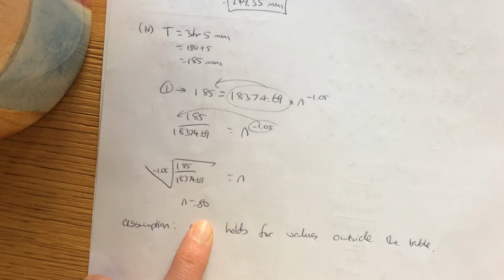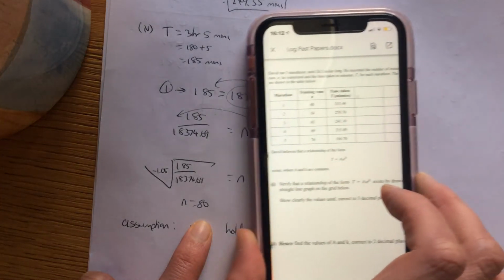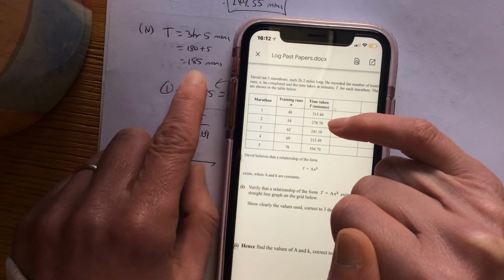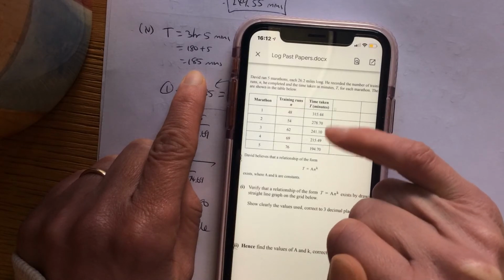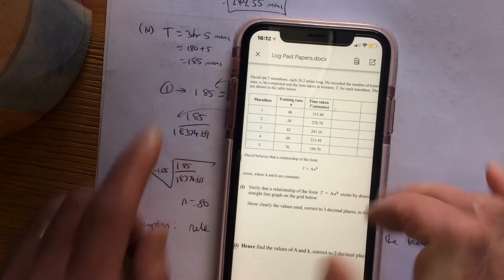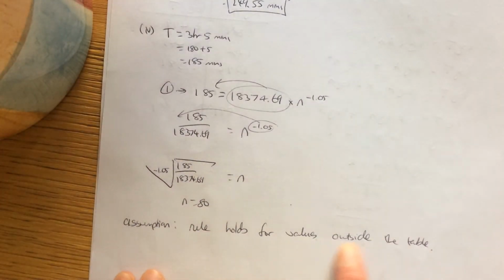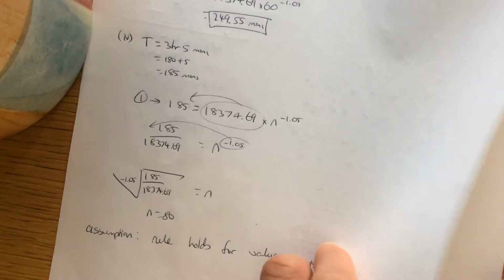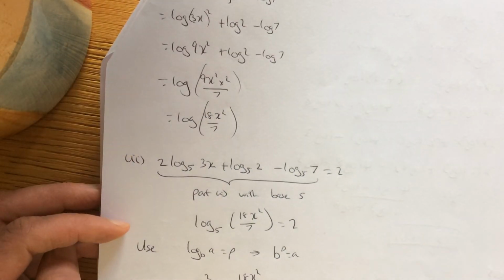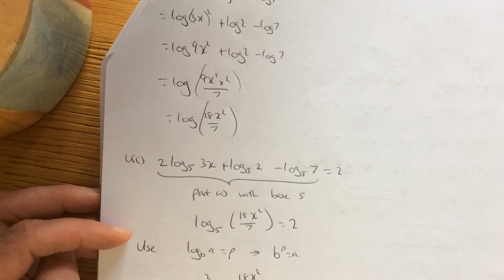Now, they like asking this question, what assumption do you have? Now, if you look at your table, see the way his time is 185. See the way 185 isn't in your table, it'll be outside your table, way down here somewhere. So your assumption is that this rule holds for values outside the table. And that's the standard answer that you give there. Okay, so what have we got on the next question?